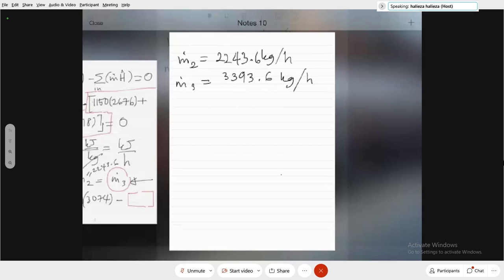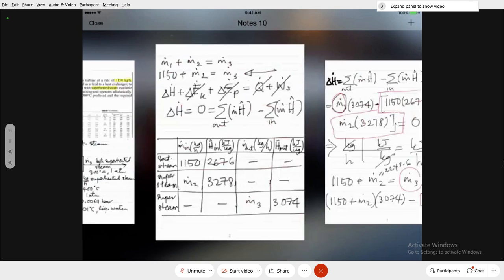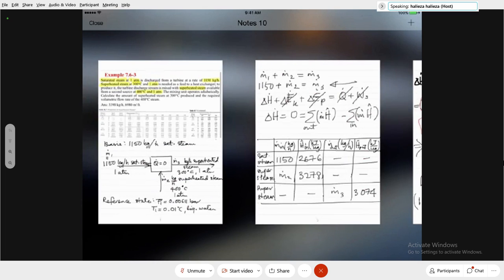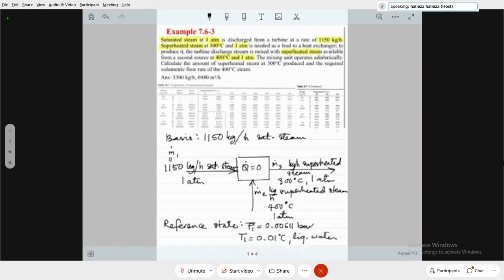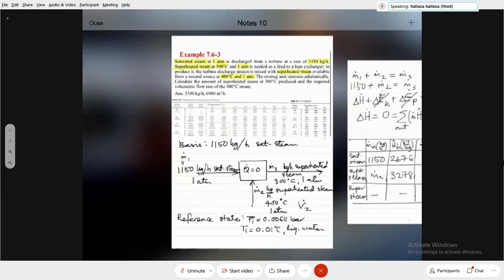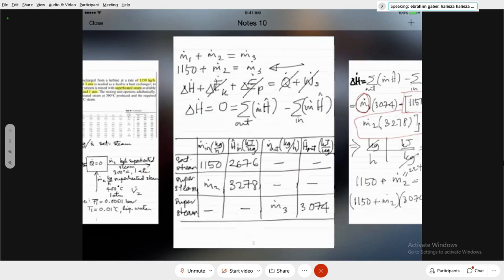Which stream is that? You need to get this flow rate of stream 2, the superheated steam, the volumetric flow rate in terms of cubic meters per hour. How to go about that? Let's find the specific volume from the table and multiply it by the mass flow rate. Okay, find the specific volume.